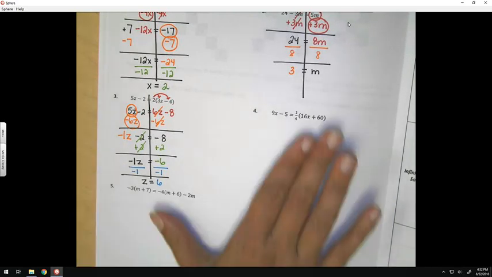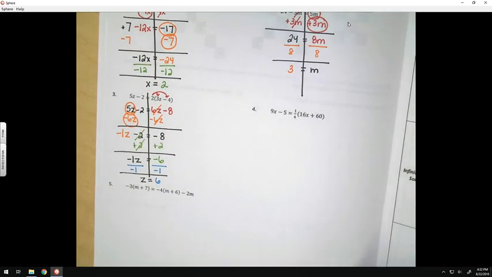We're going to go ahead and save these two problems for tomorrow in case we need some more examples to do. And we're going to move on to page 41.